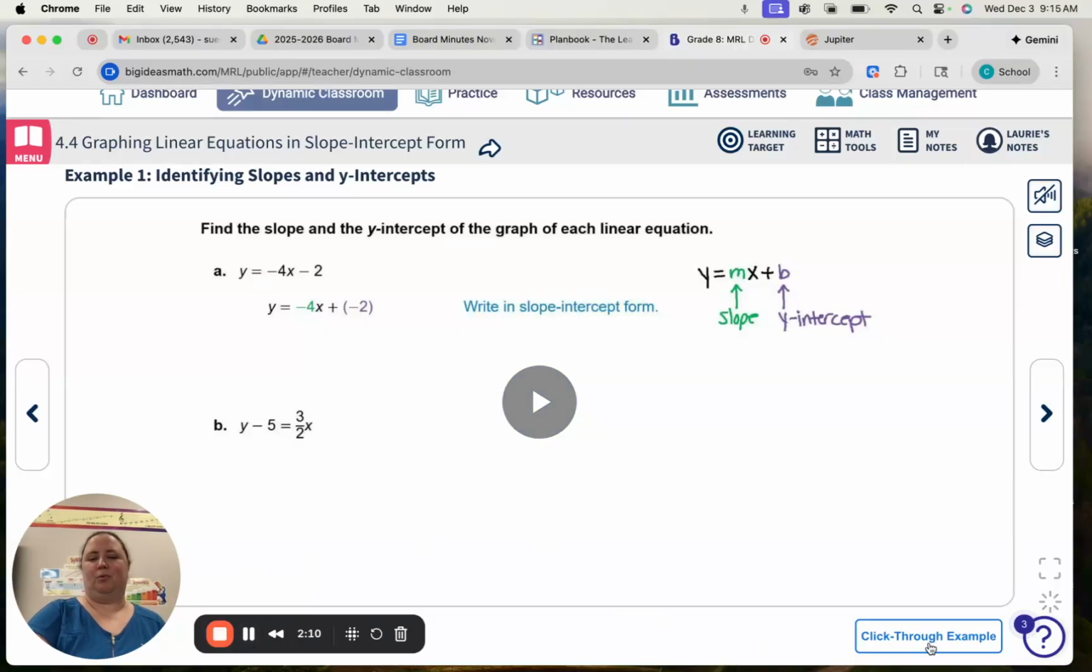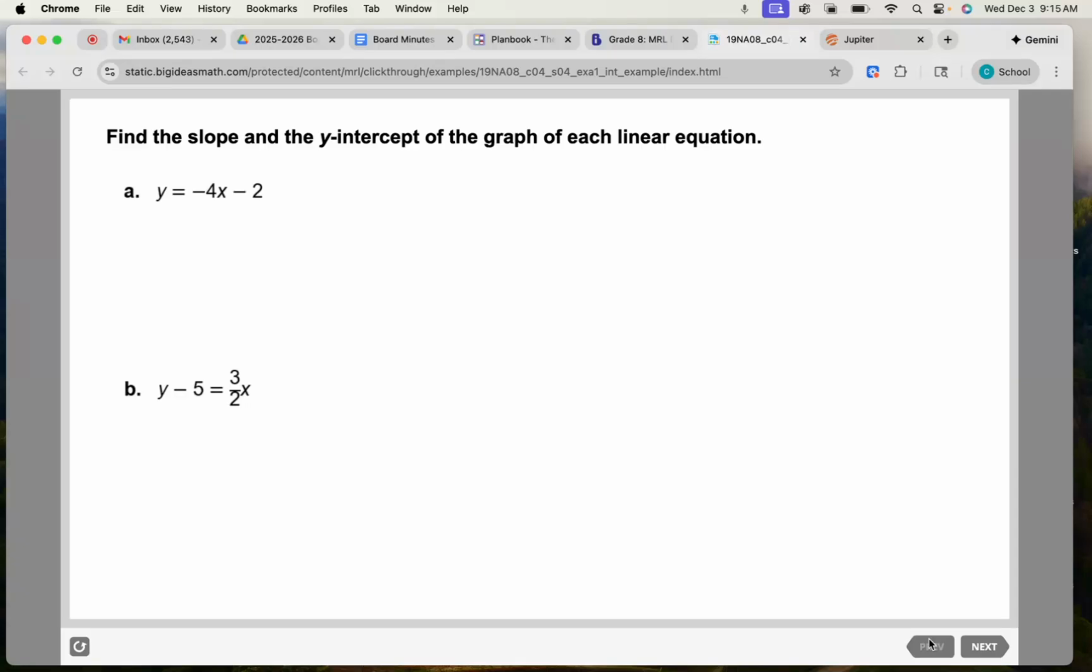All right, get your journals. Example 1. Here we go. We're going to find the slope and the y-intercept of the graph of each linear equation. So looking at A, we have y equals negative 4x minus 2. Is this in slope-intercept form? Yes, y equals mx plus b. So we need to solve for what is the slope and what is the y-intercept.